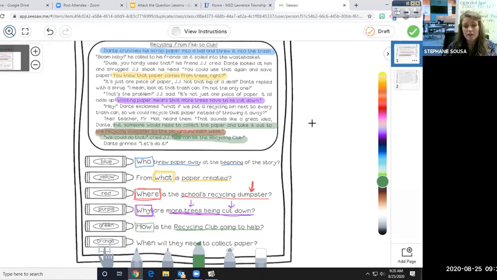Take a look at how long that evidence is, and it goes over some evidence I've already found. That happens. Sometimes an answer is found in the same place as another answer, so it's okay. I just highlight over it, and then I can see both colors. So someone would need to collect the paper and take it out to the recycling dumpster by the playground each week. Then JJ says we can do that. We can be the recycling club. Okay, so that's how they're going to help, by collecting the paper.